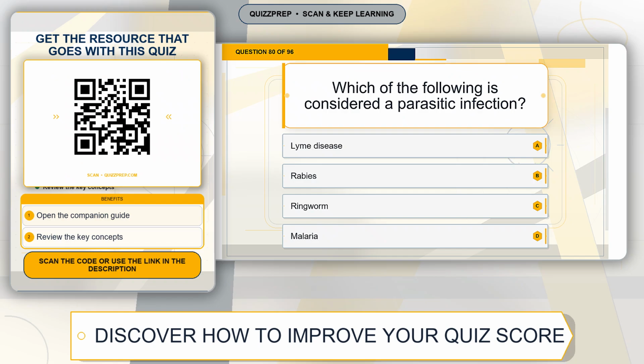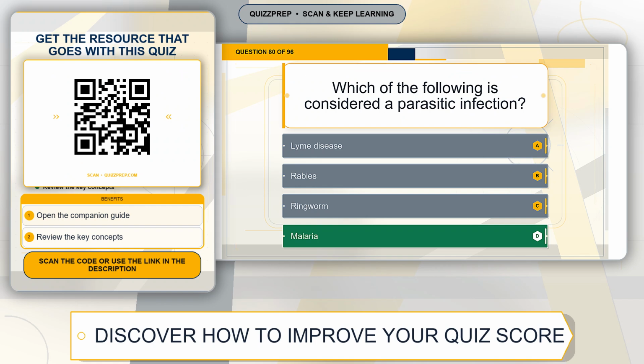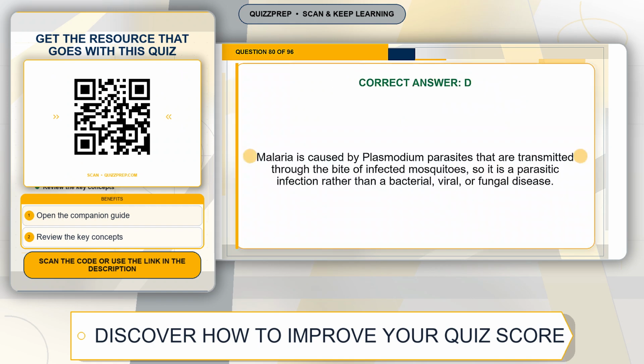Question 80. Which of the following is considered a parasitic infection? Option A, Lyme disease. Option B, rabies. Option C, ringworm. Option D, malaria. The correct answer is option D, malaria. Explanation. Malaria is caused by Plasmodium parasites that are transmitted through the bite of infected mosquitoes, so it is a parasitic infection rather than a bacterial, viral, or fungal disease.